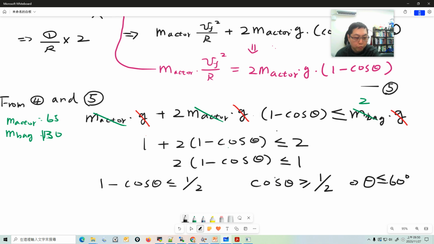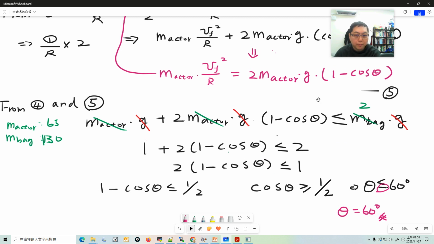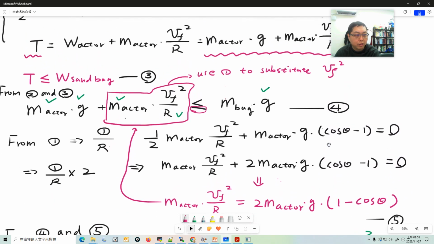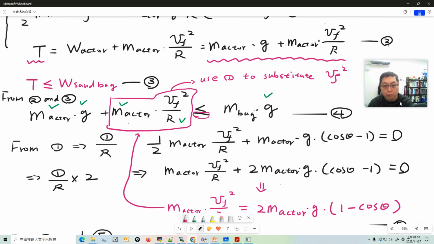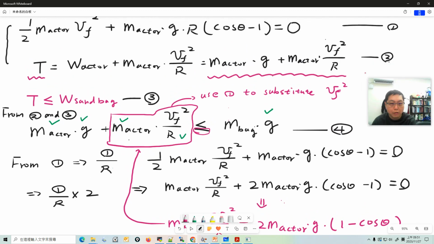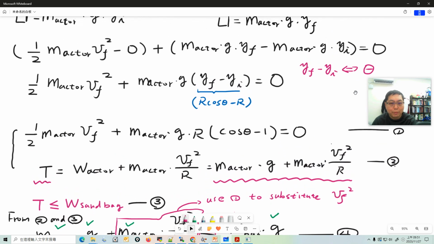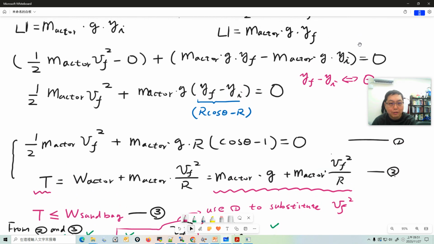Right now we want to find the maximum value of theta, so we consider this situation where theta is equal to 60 degrees. I think that's the final answer. This energy conservation problem is pretty challenging because it includes Newton's second law of motion, and especially the centripetal acceleration. It is complicated.